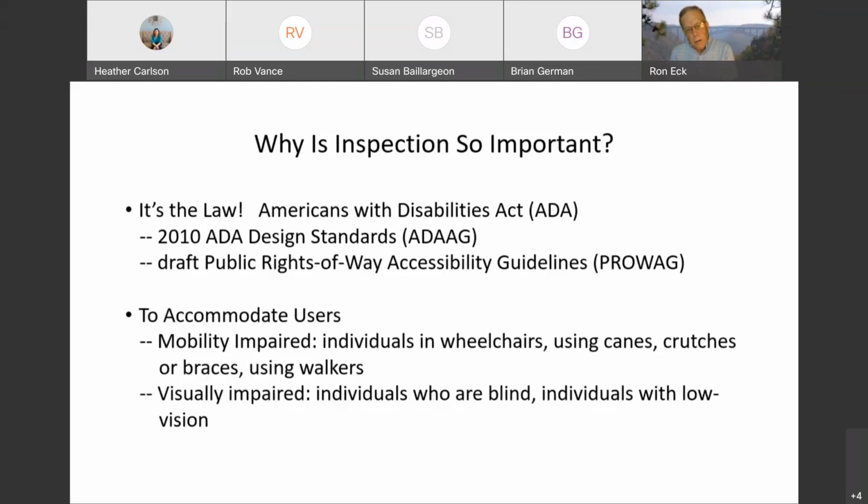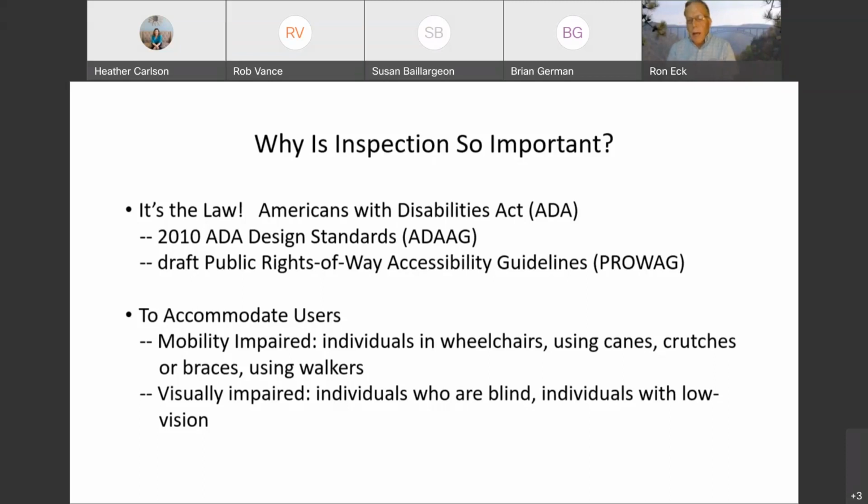But to me, an even more important reason why this is so important is to accommodate users and to make our facilities accessible, mainly for the mobility impaired, people in wheelchairs or using canes or crutches or walkers. Also for the visually impaired. There's 2 categories here. Those who are blind, who may use a service animal, or more commonly, they'll use what's called the long cane or the white cane.